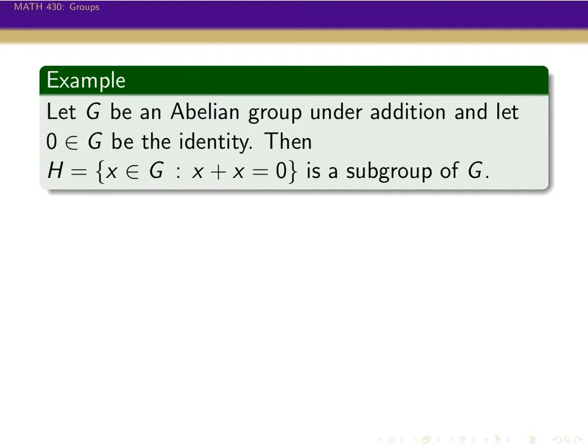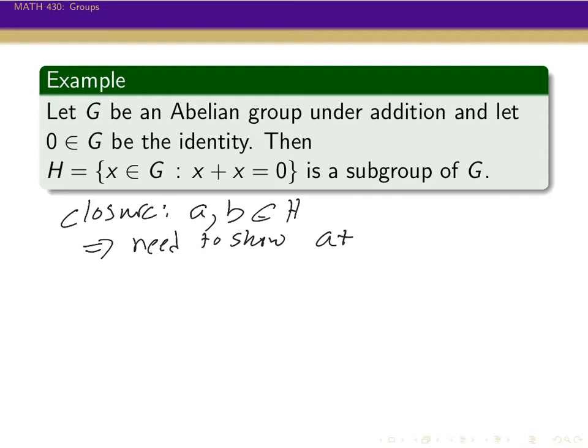First, we need to show closure. So let's let A and B be inside of H. In this case, since our operator is addition, we need to show that A plus B is in H as well. And so let's add A plus B to itself.